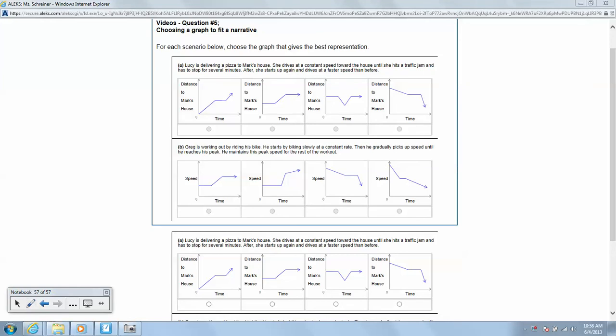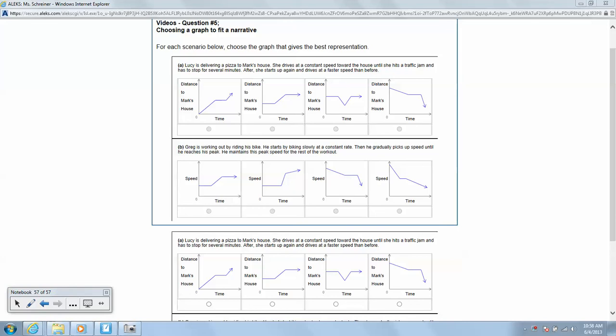This is choosing a graph to fit a narrative. For this, it's very important that you read the x and the y axis very carefully. This one, the x-axis is time, and the y-axis is the distance to Mark's house. Lucy is delivering a pizza to Mark's house.